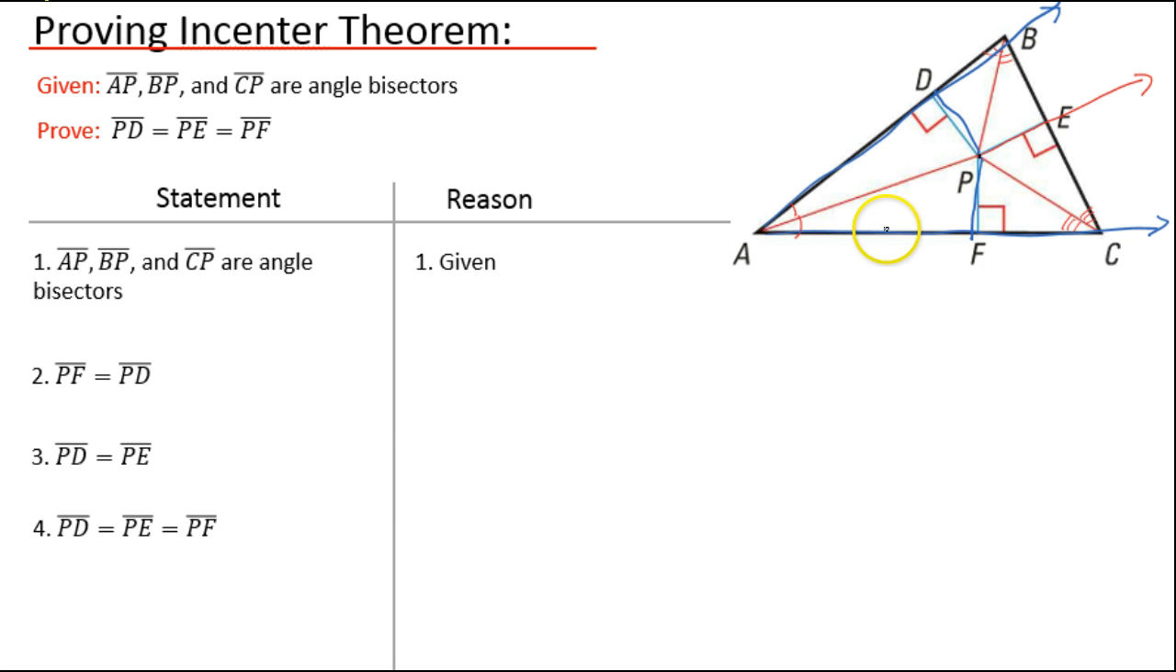That is the shortest distance. So I also stated that they should be congruent. So that's why PF and PD are congruent. And this reason would be because of my angle bisector theorem. So let me clear this up.